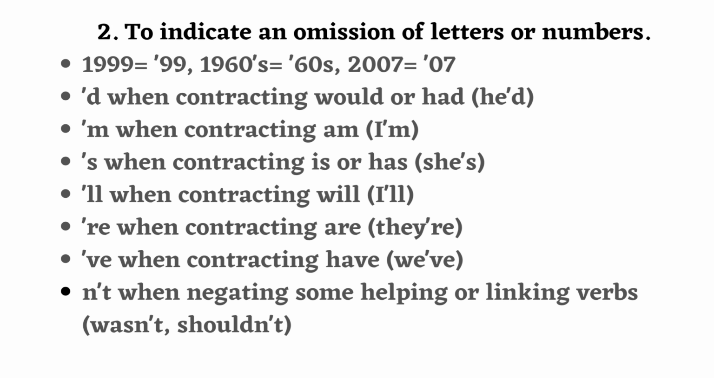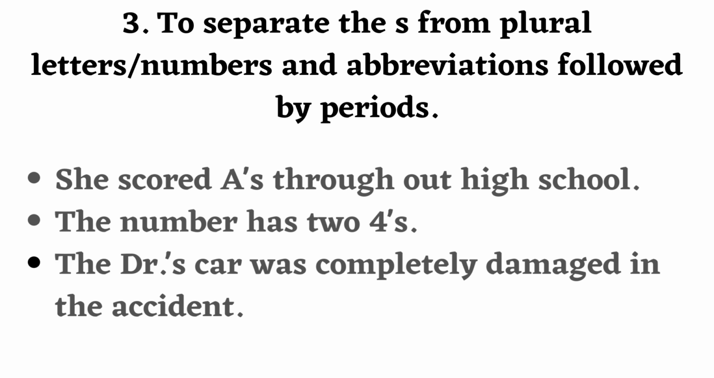The 1960s, we can use apostrophe and 60 and then add an S to omit 19. We also have different contractions, which I have listed below. The third one, we use it to separate the S from plural letters or numbers and abbreviations followed by periods. For example, she scored A's throughout high school. The number has two fours. The doctor's car was completely damaged in the accident.